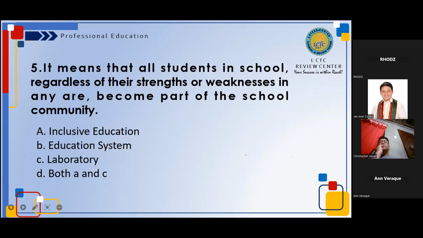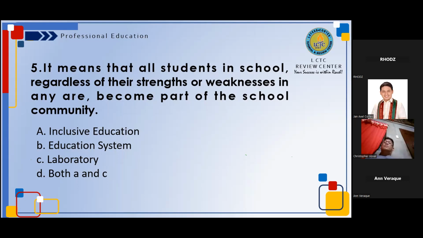Number 5, it means that all students in school, regardless of their strengths or weaknesses in any area, become part of the school community. What do you think is our answer? All of our students, regardless of their strengths and weaknesses. The answer is letter A, inclusive education. You got it right, everyone? Our learners, despite their strengths and weaknesses, their disabilities, their impairments, become part of the school community. No one is discriminated, and that is inclusive education.